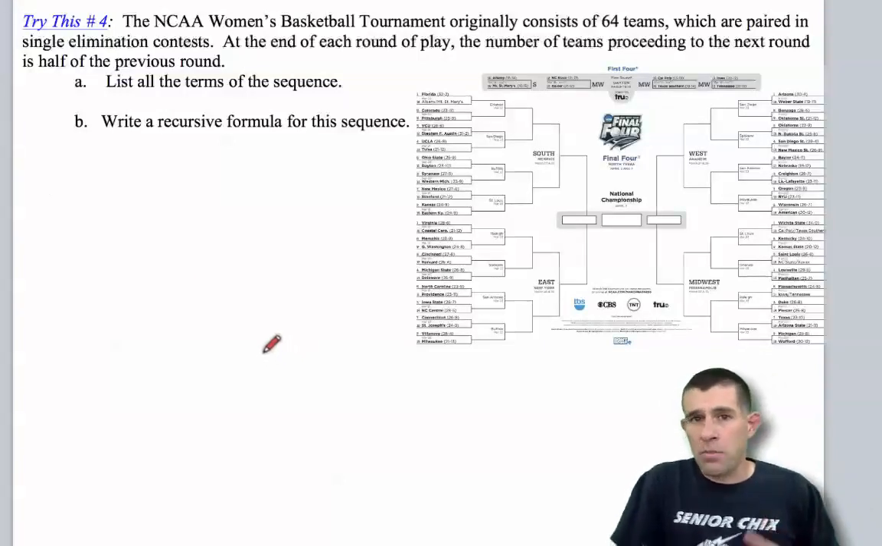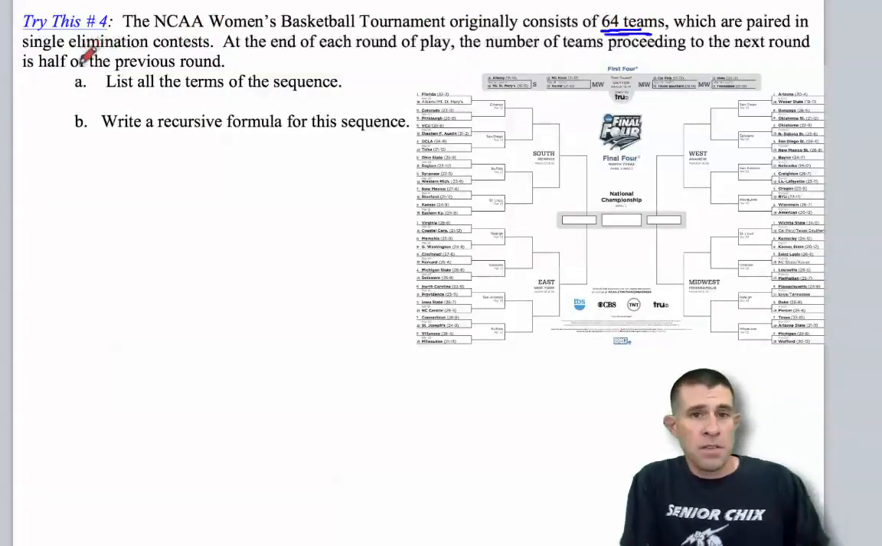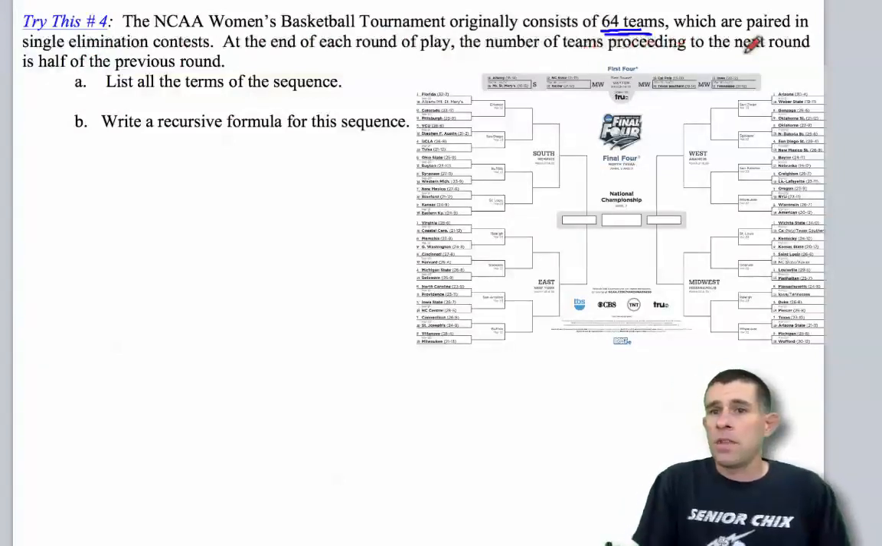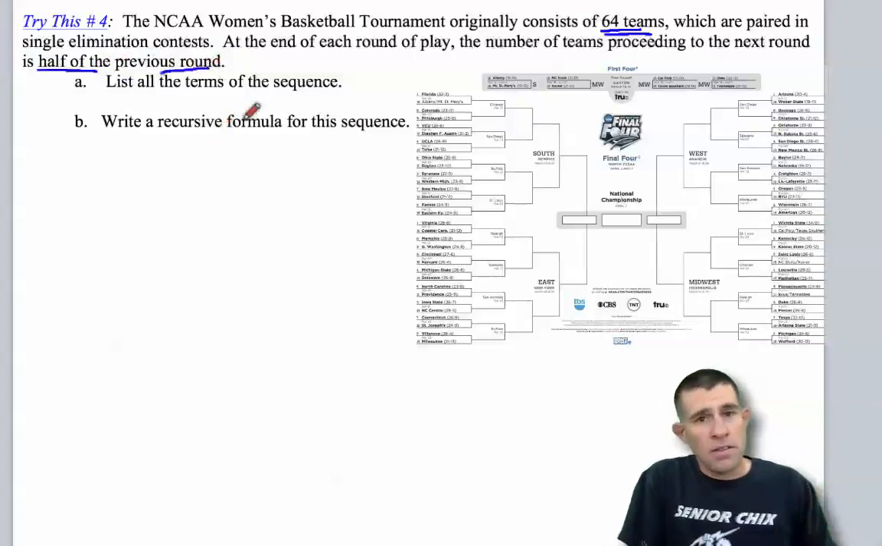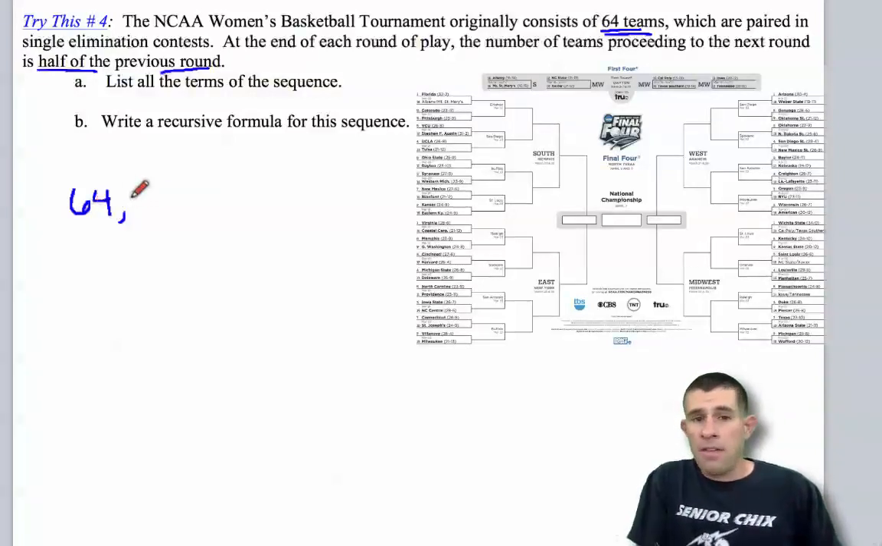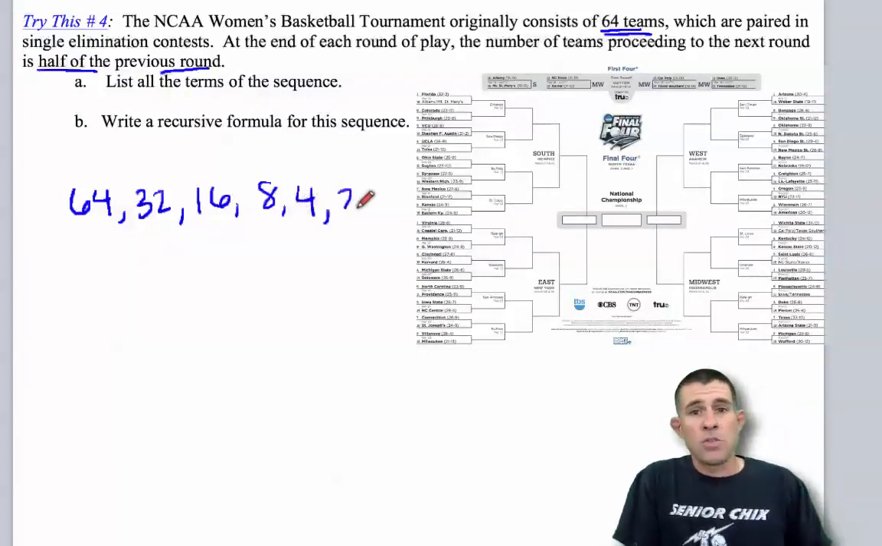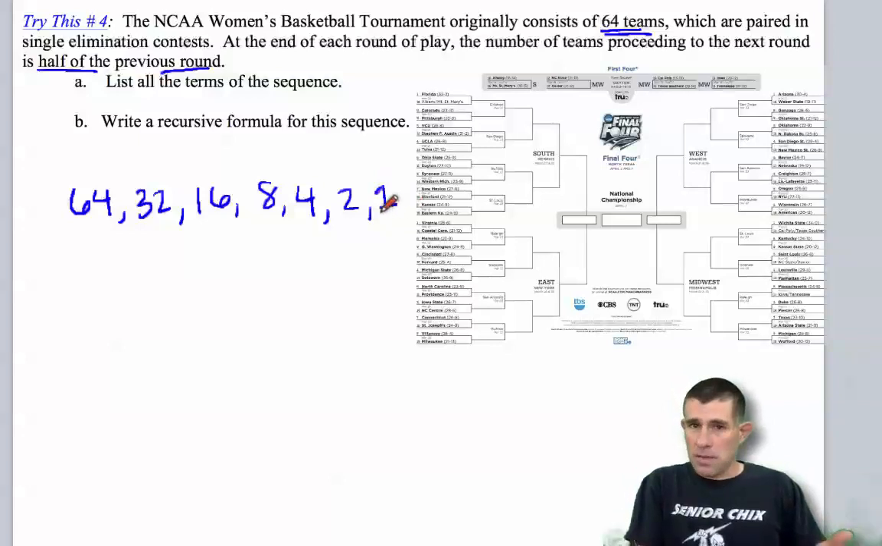All right, in our final example for today, we have the NCAA Women's Basketball Tournament that consists of 64 teams. Each are paired with single elimination contests. At the end of each round of play, the number of teams proceeding to the next round is half the previous round. So let's come up with the terms of the sequence. We know round 1 consists of 64 teams. After that round, there'll be half of 64, which is 32. After round 2, we have half of 32, which is 16, then 8, then there's 4 teams, the final 4, and then finally 2 teams and 1 team remains.